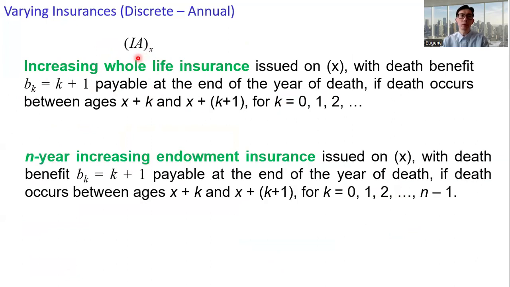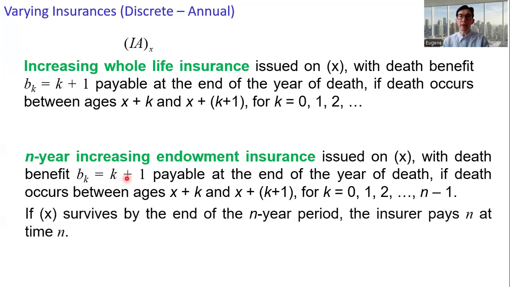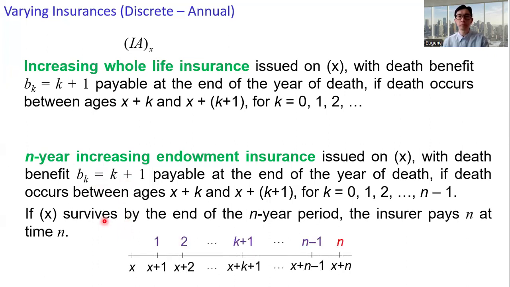The next variation, the n-year increasing endowment insurance. Death benefit K plus 1 payable at the end of the year of death. Same pattern. However, if the individual survives by the end of the n-year period, the insurer pays n at time n. Same pattern, same amount of benefit.